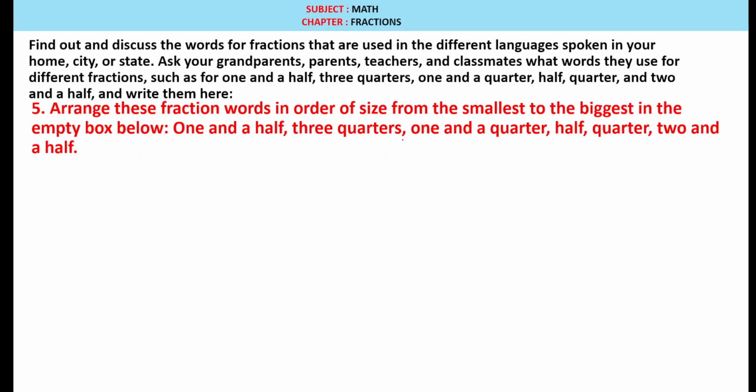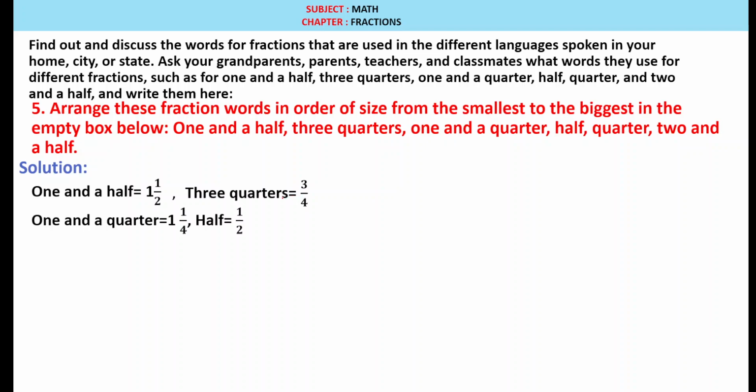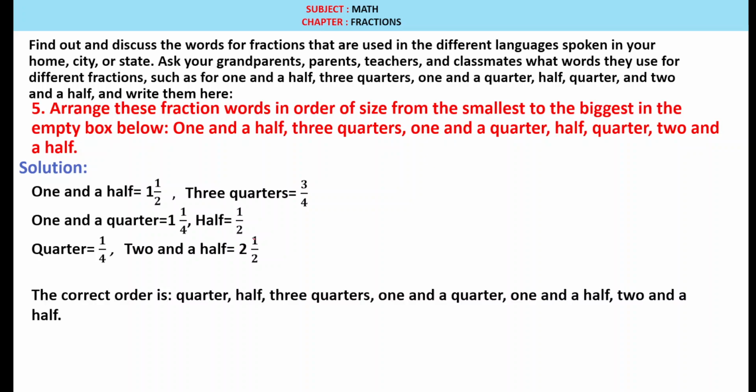1.5, 3/4, 1.25, half, quarter, 2.5. So first let us write each one. 1.5 means 1.5. Next 3/4. See, 3/4. 1.25 is 1.25. Next, half is 1/2. Next, quarter is 1/4. 2.5 is 2.5.